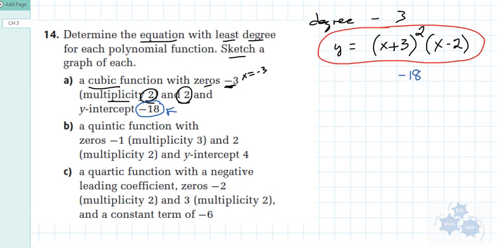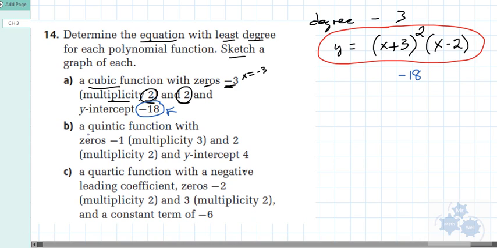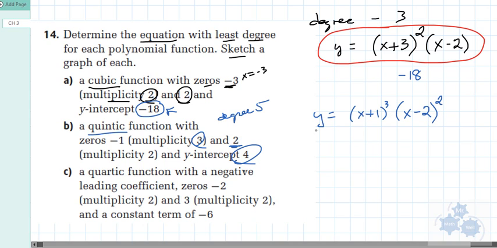All right, another example here, B. Let's do B. A quintic function, so that's degree 5. Okay, that's what we're looking for. So let's do y equals, now the zeros are negative 1, so that's x plus 1 with a multiplicity of 3. And a 0 of 2, which turns out to be a factor of x minus 2, with a multiplicity of 2. And the y-intercept has to be positive 4, so that's how we're going to know if we need to have another number here.